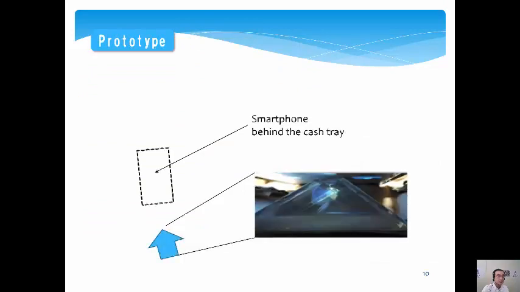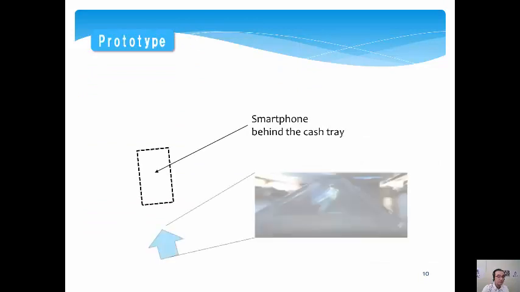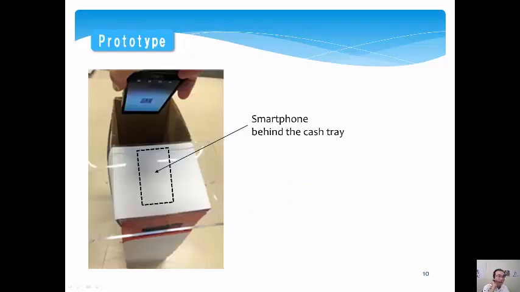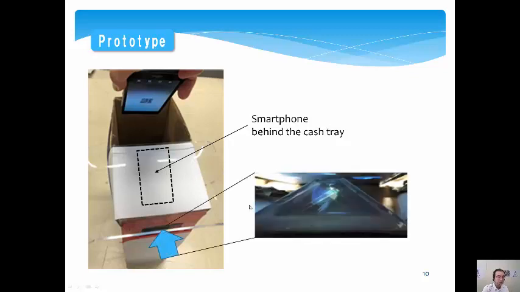This is the prototype system here. This is the prototype that we made. And this is the smart cash tray, and the smartphone behind this white box. Then we have this small box here. Then you can see the Pepper's Ghost image like here. And this is the user's smartphone displaying the QR code on the screen.